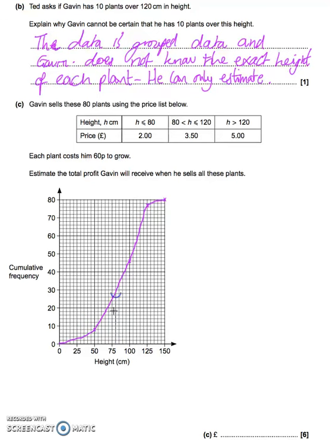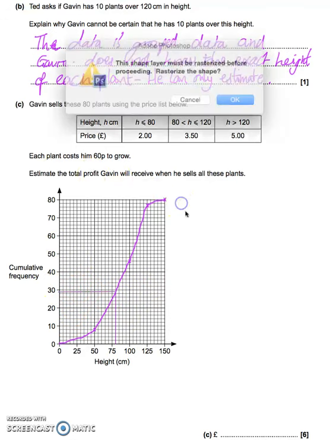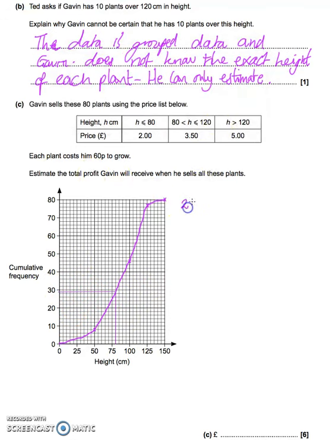Now I'm going to hit my curve, and it hits the curve roughly here. Now I need to be as accurate as I can possibly be. I'm going to go across, and that looks to me like the number 29, halfway between 28 and 30. So I'm going to say that I've got 29 plants that are able to be sold for £2. So I'm going to write that down.